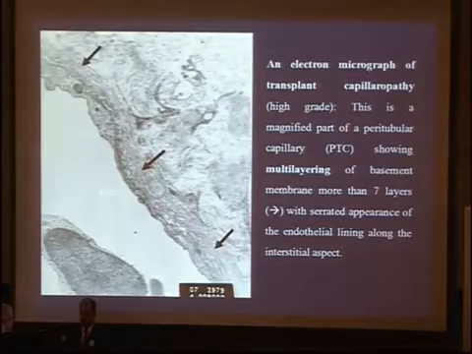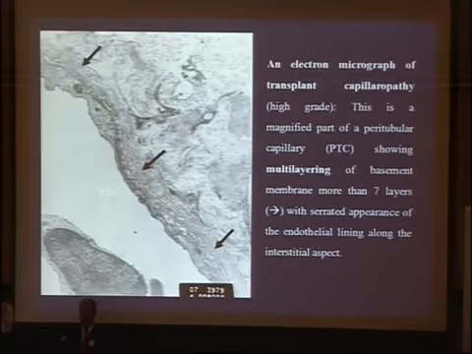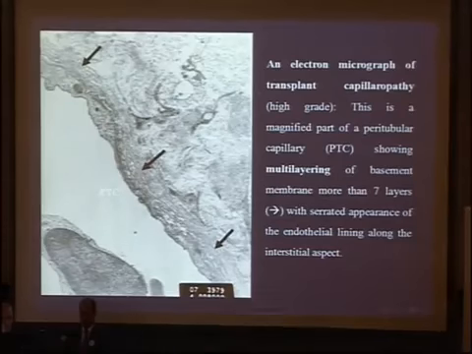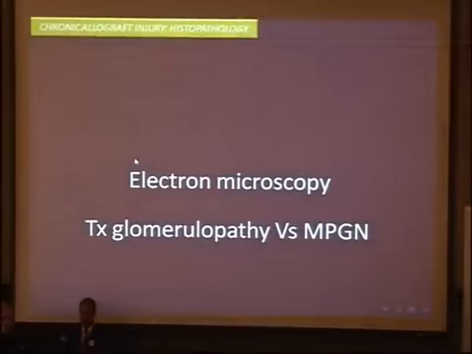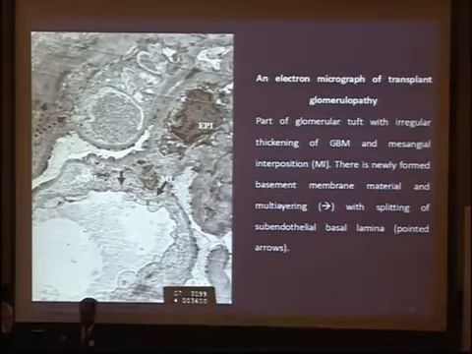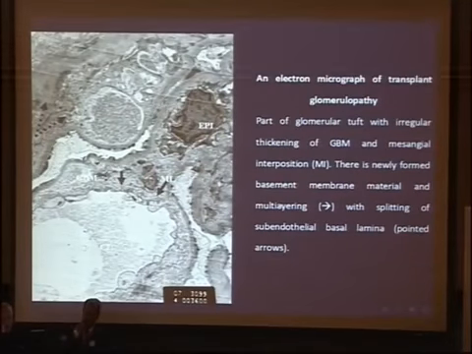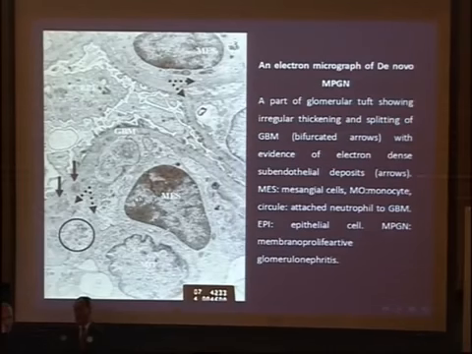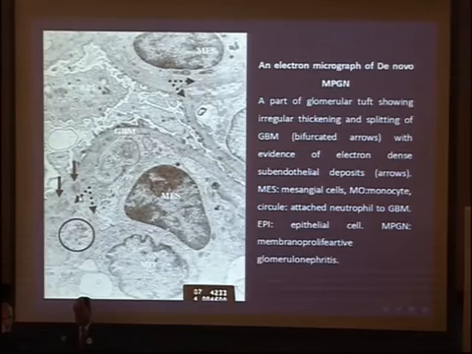Electron microscopy also is helpful. Here we can find what's called multi-layering of peritubular capillaries. And in fact, this might help to differentiate MPGN from transplant glomerulopathy. So the presence of this multi-layering is more with transplant glomerulopathy. On the other hand, the presence of subendothelial electron dense deposits is with MPGN.